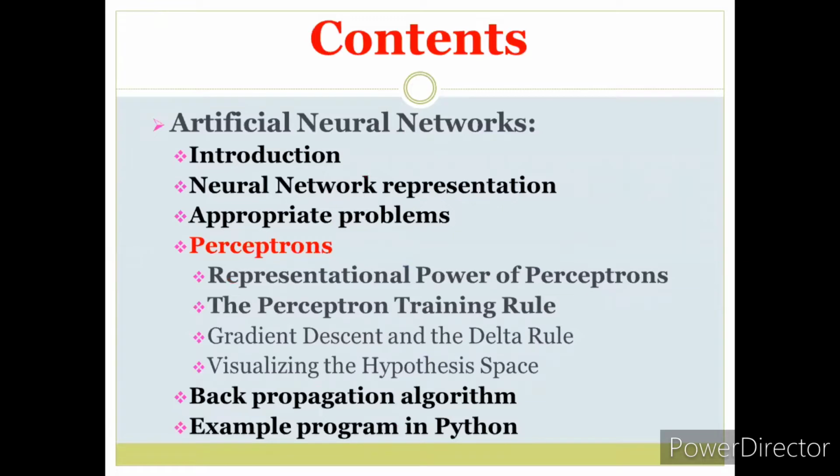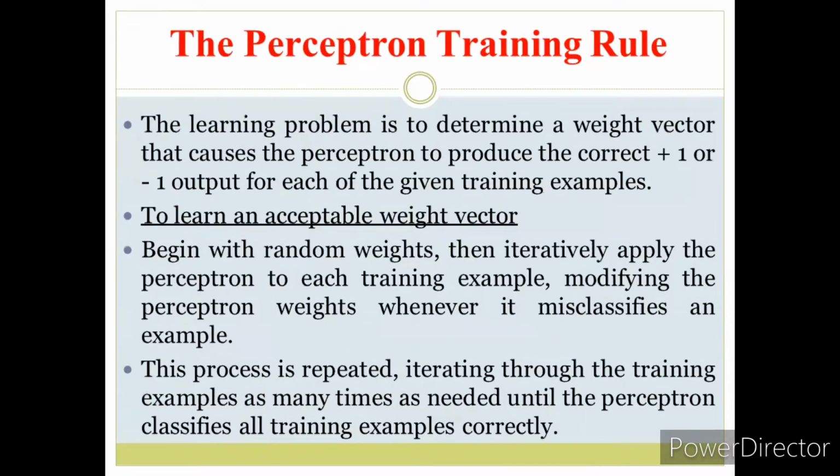First, as we have seen in the previous session about Perceptron, today we are going to cover in detail the Perceptron training rule. The learning problem is to determine a weight vector that causes the perceptron to produce the correct +1 output or -1 output for each of the given training examples. For each given training example, we need to produce an output of +1 or -1 depending upon the weight vector.